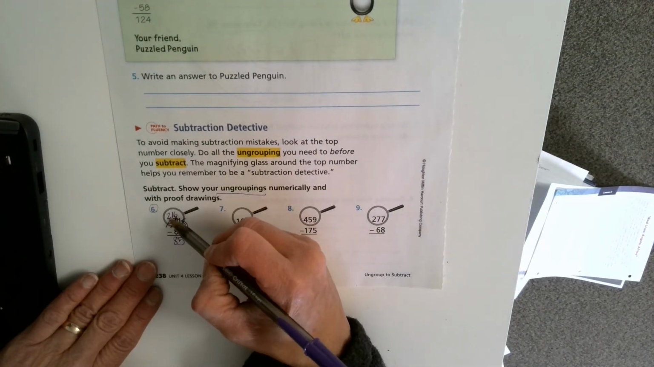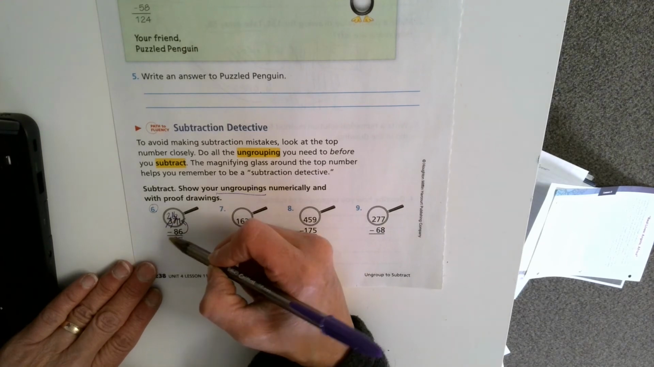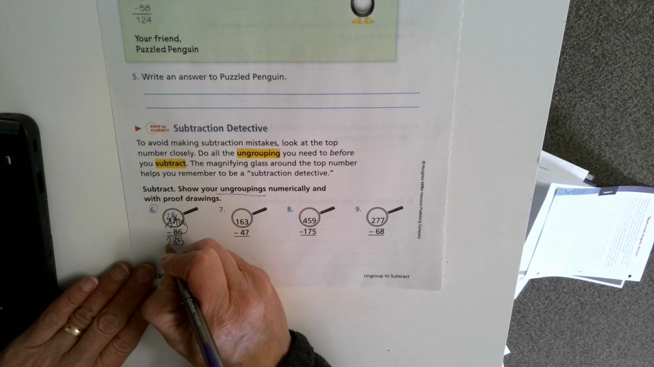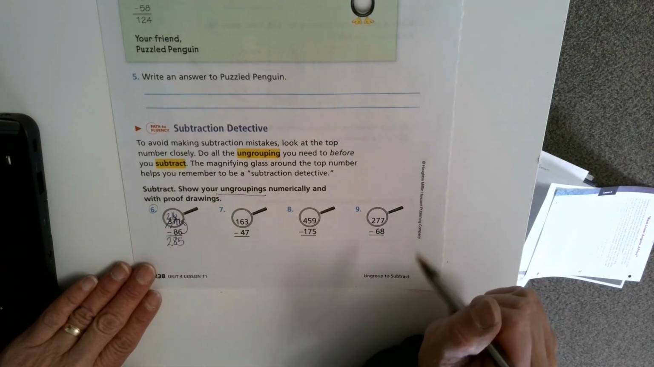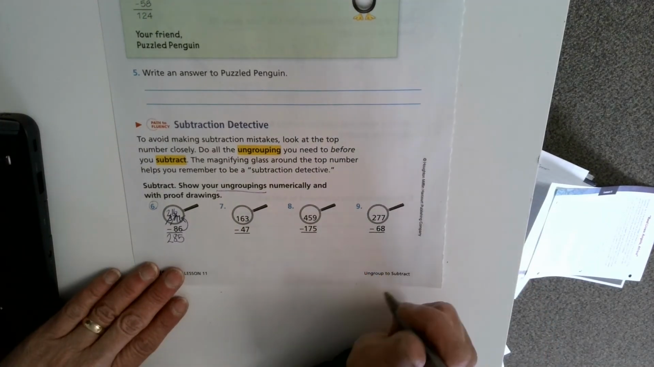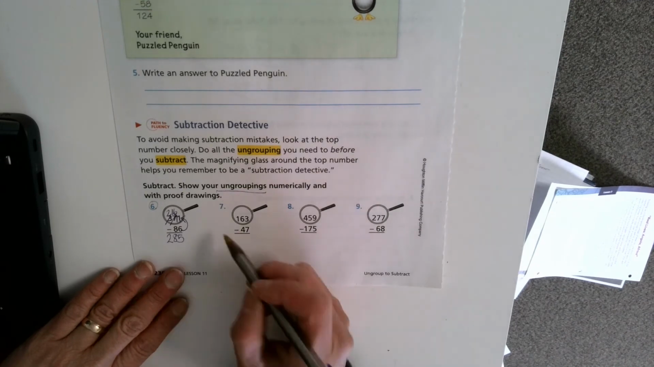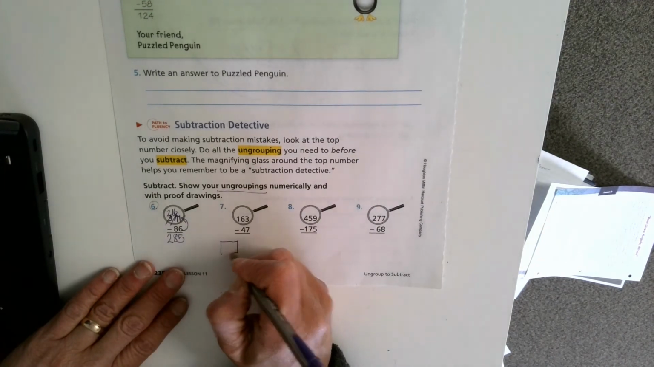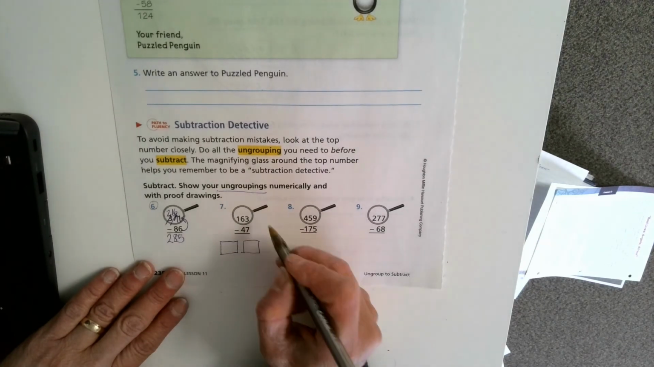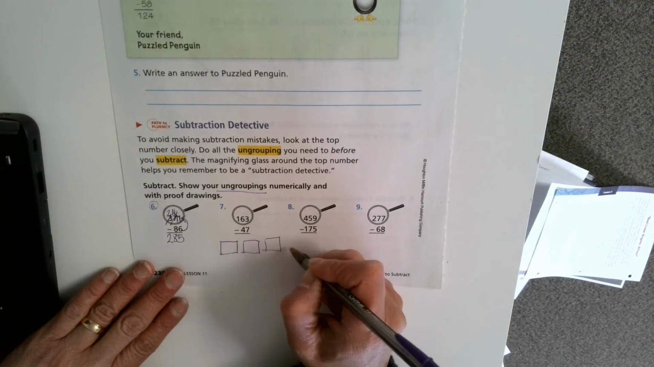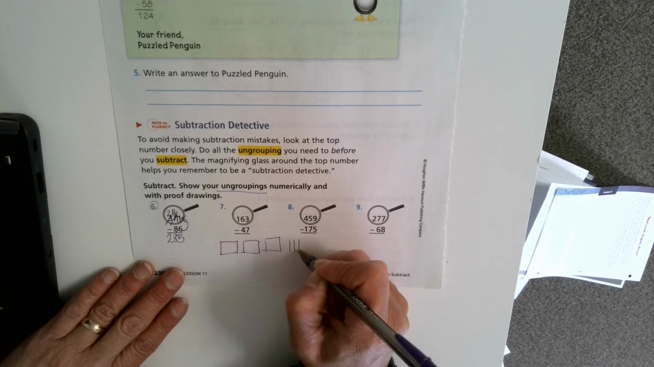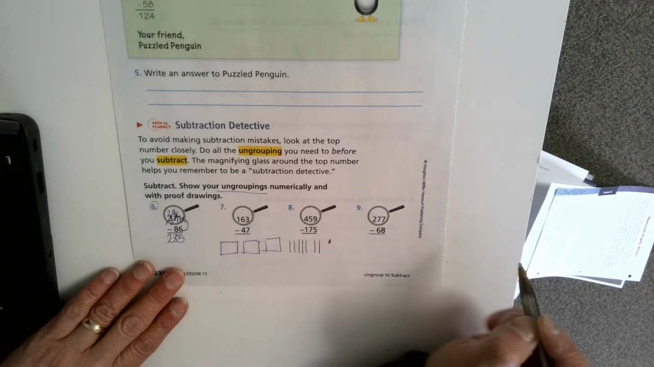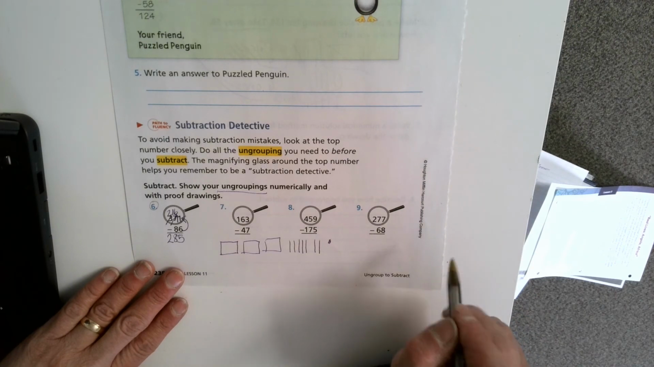Now I still have a 2 in the hundreds place and there's nothing here. But 2 minus 0 is still going to leave me with 200. So my answer was 285. I'm going to check it with a proof drawing. I had 371 to start with, so I'm going to draw that: 100, 200, 300, 10, 20, 30, 40, 50, 60, 70, and a 1. I'm going to take away 86.